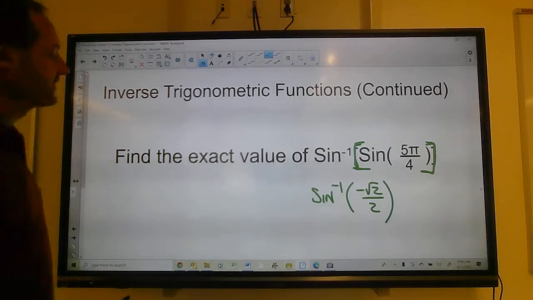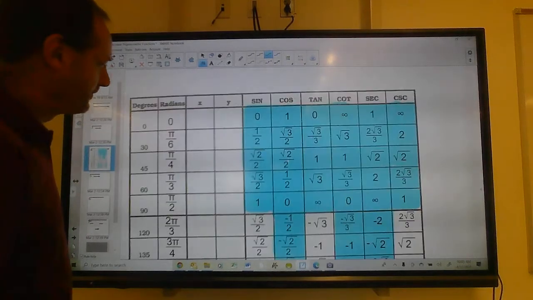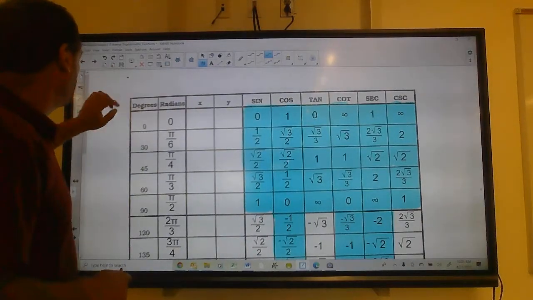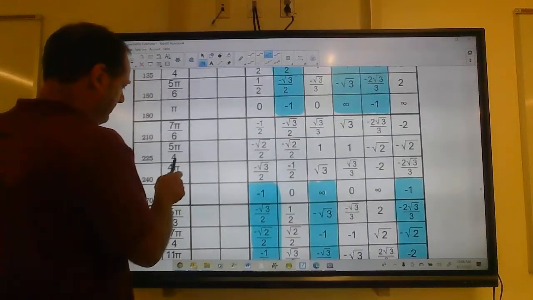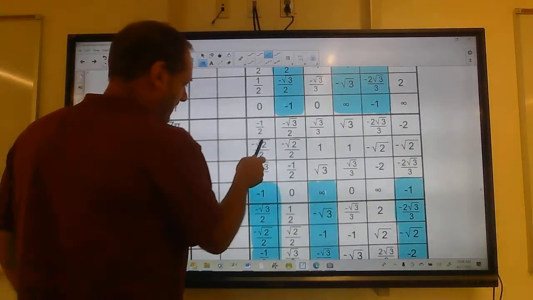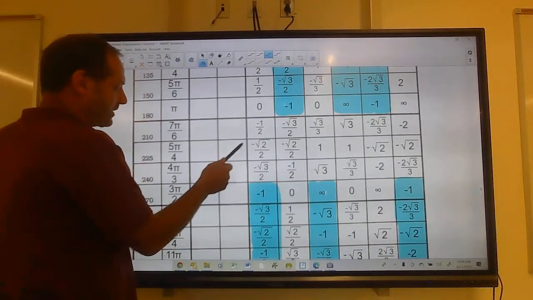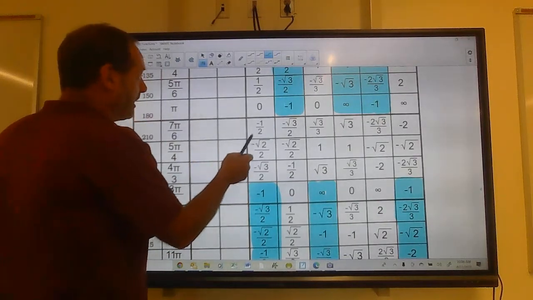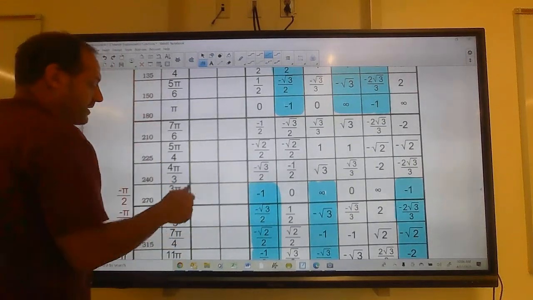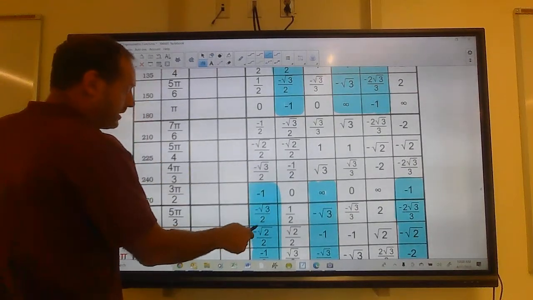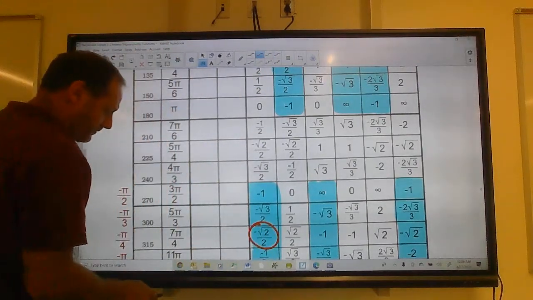Now we've got to arc sine this. So we'll go back to our chart again. Remember, we went from 5 pi over 4, we took the sine, and that was here. But we can't go back, because remember you can only arc sine in the first and the fourth sector of this. So we're going to jump down here. This is where we want to be. There's our negative square root of 2 over 2.